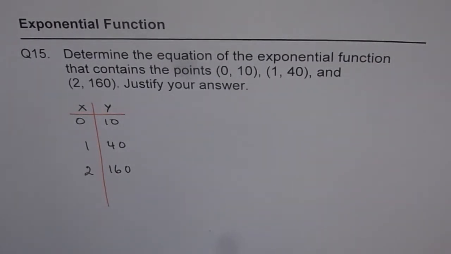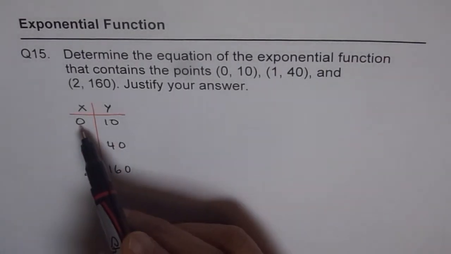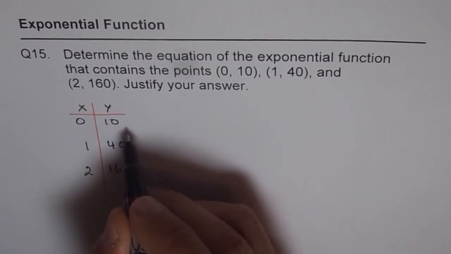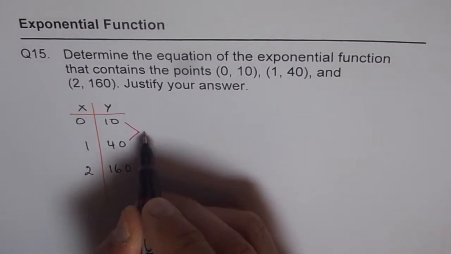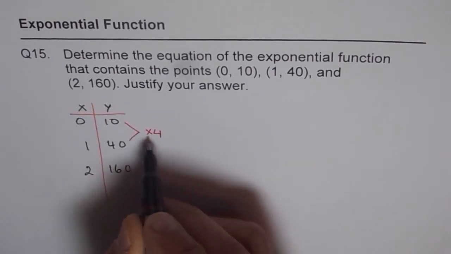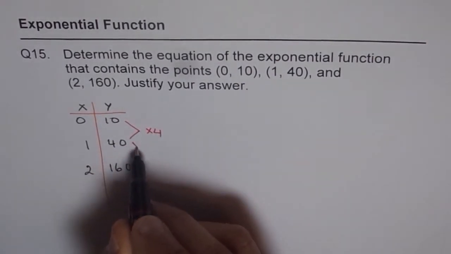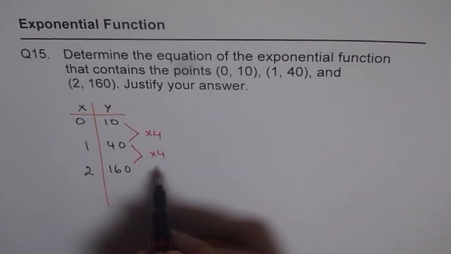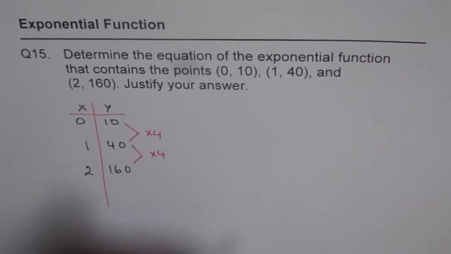Now in this case, what you notice is that as we go one step in x, the y moves 4 times. Do you see? Each number, when you go to the next, is times 4. So 10 times 4 is 40, and then 40 times 4 is 160. It clearly indicates that we have an exponential function, where the terms are getting multiplied by a factor of 4. So we have a multiplication factor of 4.